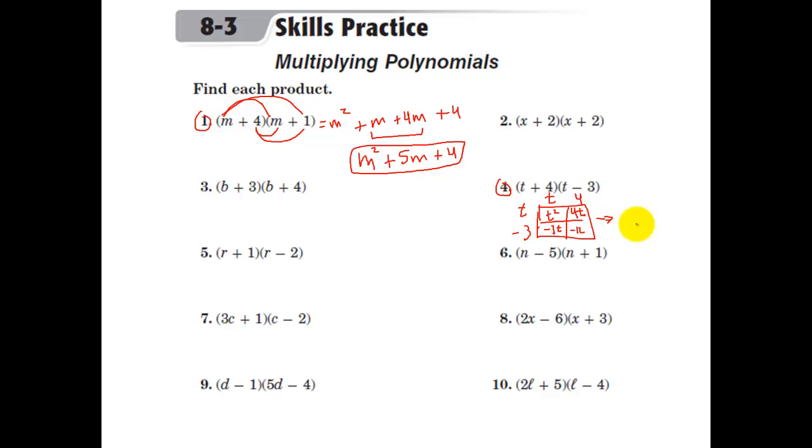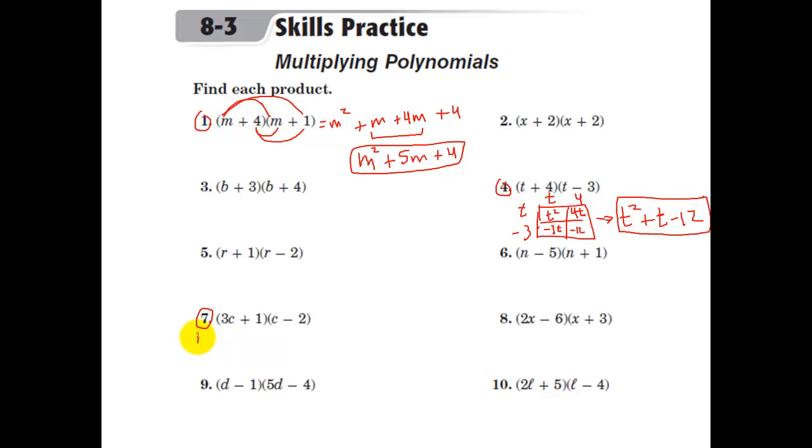Okay, I add up all these pieces together and I get t squared. These two diagonals combined together, 4t minus 3t is just plus t, and then minus 12. That's a different way you can do it. Let's do this one here.